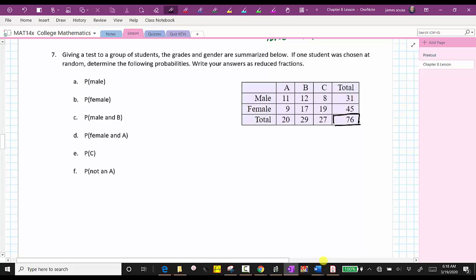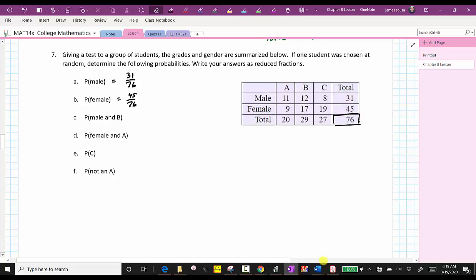For part A, we want the probability one student is selected and the student is male. Well, notice how there are a total of 31 males out of 76. The probability of selecting a male is 31 divided by 76, which does not simplify. Next, we want the probability of a female. We'll notice how there are a total of 45 females out of 76. The probability of selecting a female is 45 divided by 76, which again does not simplify.